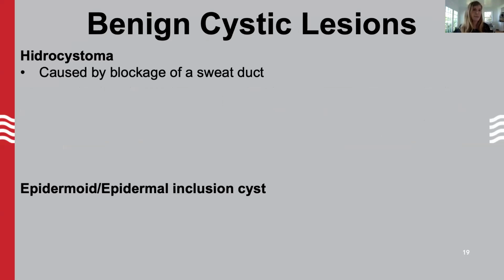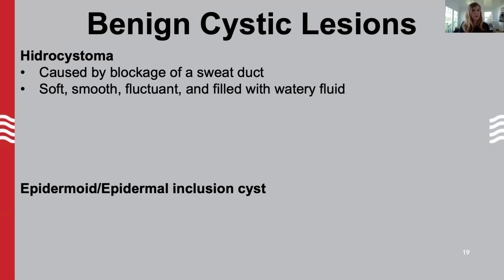Hydrocystomas are caused by blockage of a sweat duct. They are soft, smooth, fluctuant, and filled with watery fluid. And oftentimes our surgeons, before they've sent these in clinic, will use a transilluminator and try to transilluminate and actually just show that this is actually filled with fluid.